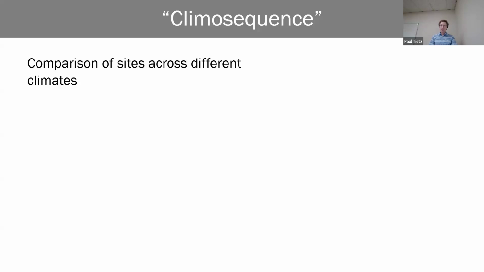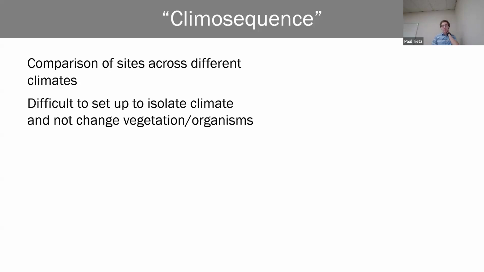And as far as these sequences or comparisons, kind of structures of soil comparison goes, climo sequences can be relatively difficult to set up, specifically focusing on climate without changing too much about the vegetation or the organism activity along the way. So these climo sequences can be kind of hard to identify.